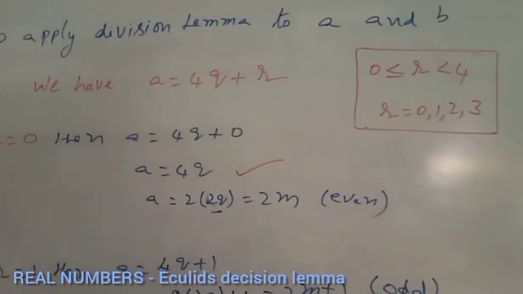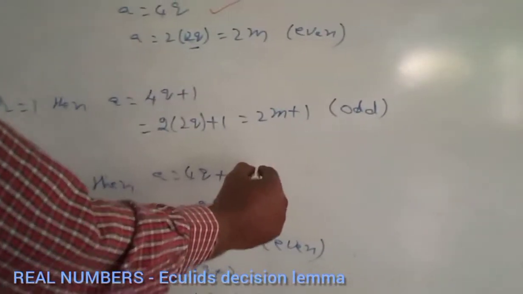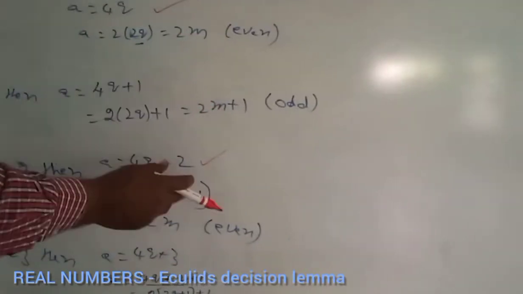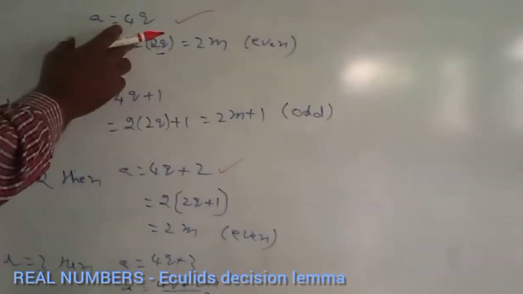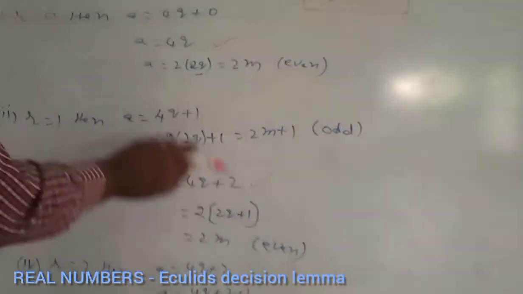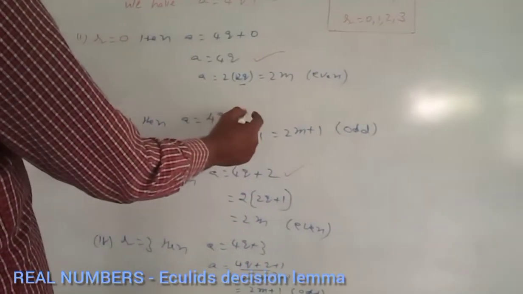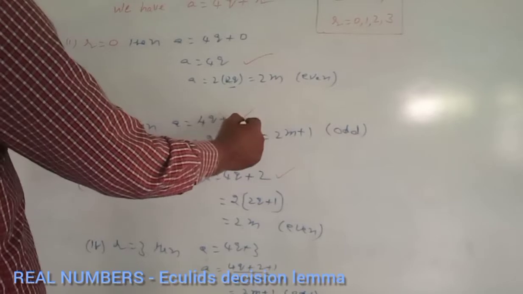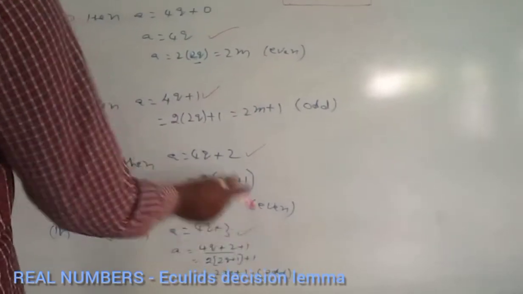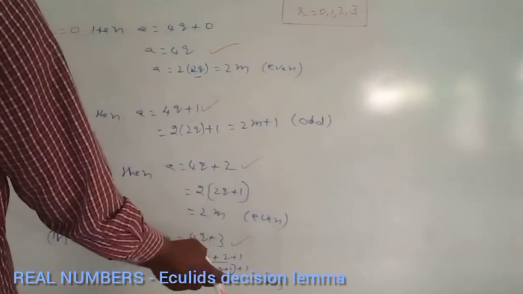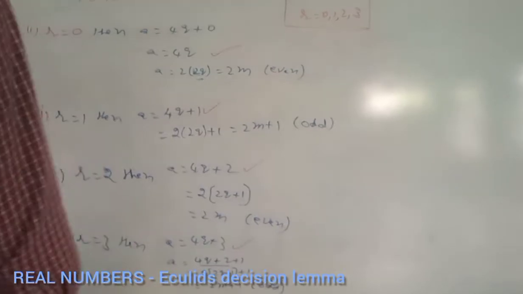Observe here: 4Q and 4Q plus 2 are multiples of 2, so these two numbers are even numbers. And 4Q plus 1 and 4Q plus 3 are both odd positive integers.